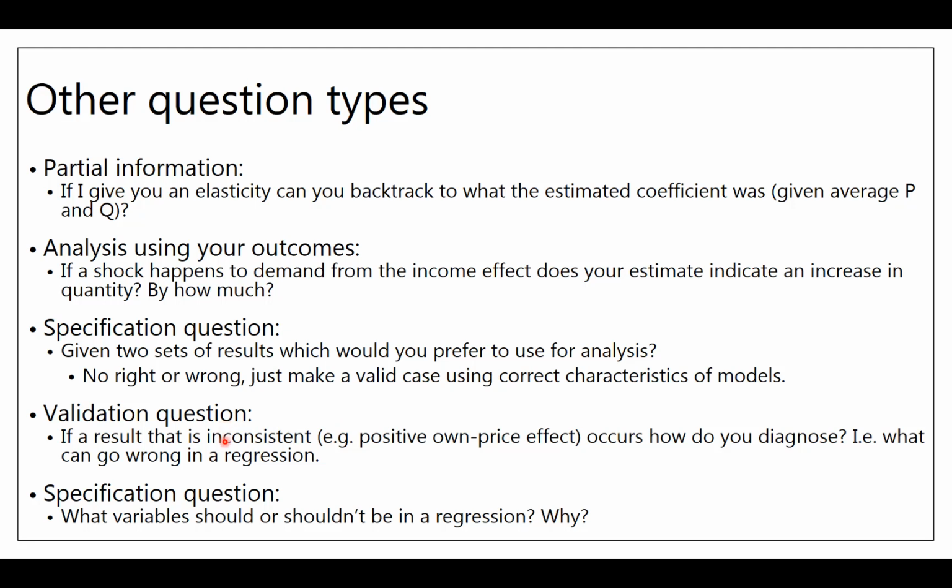Validation question. If a result is inconsistent, for example, you get a positive own price effect, how do you diagnose it? What could be wrong with a regression? We haven't talked about this a lot, but it would most likely come in the form of me asking you, are there things, what would you try? Are there other data that you might use on the right hand side?